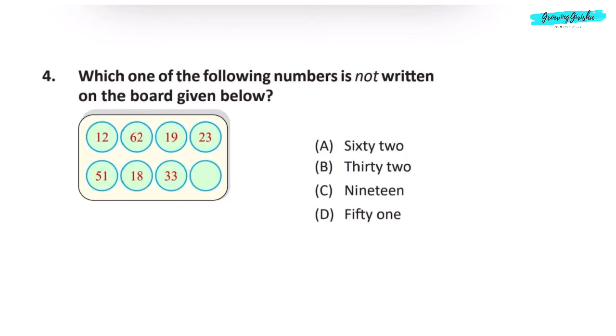Question 4. Which one of the following numbers is not written on the board given below? 62? Yes. 32? No, 32 is not given. 19 is given and 51 is given. Answer will be 32. Option B.